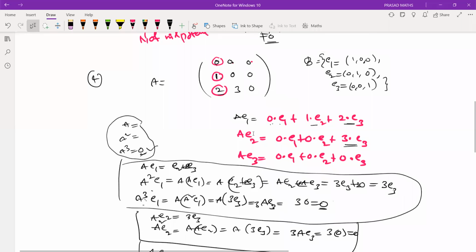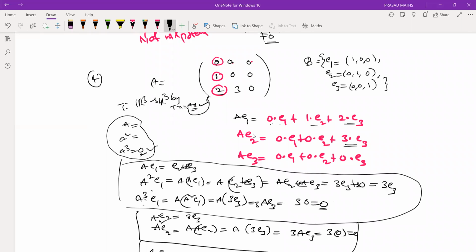Both are the same, right? Once you know this, what is A? A is a matrix of a linear transformation, some linear transformation T equals AX. You know that idea. T is a linear transformation from R cube to R cube, given by T(X) equals AX. This A is this A.